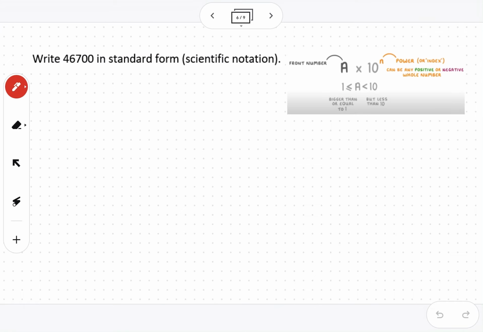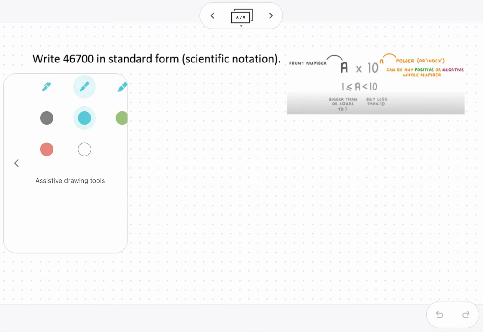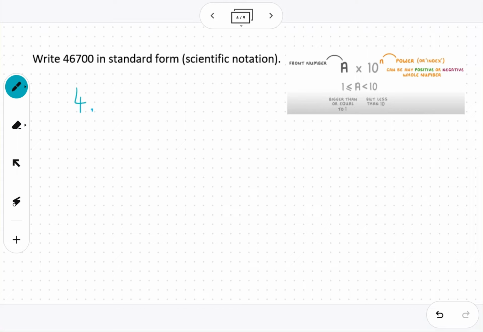So this is your final answer in scientific notation or standard form. Okay, next one. 46,700 in standard form. Okay, the same. It has to be equal to 1 or more, and must be less than 10. So we pick 4.67. Okay, so now times 10 power what?